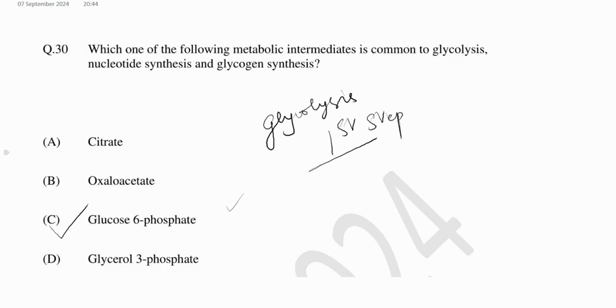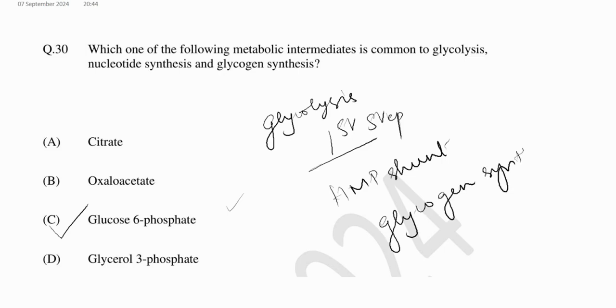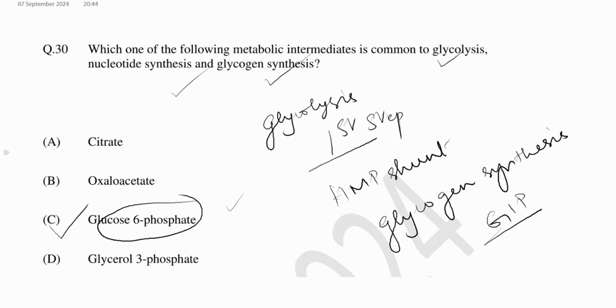If you look at nucleotide synthesis, especially the HMP shunt or the pentose phosphate pathway, here also glucose 6-phosphate gets converted to 6-phosphogluconolactone. And even in glycogen synthesis, glucose 6-phosphate gets converted to glucose 1-phosphate. And hence this glucose 6-phosphate is common to all three, that is glycolysis, nucleotide synthesis, and even glycogen synthesis. And hence the answer is option C. Moving on to the next question.